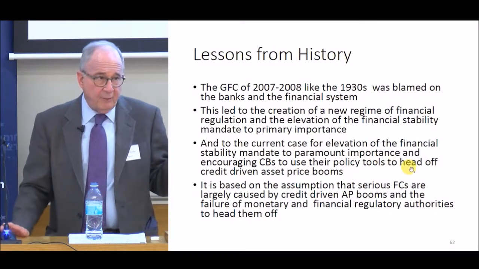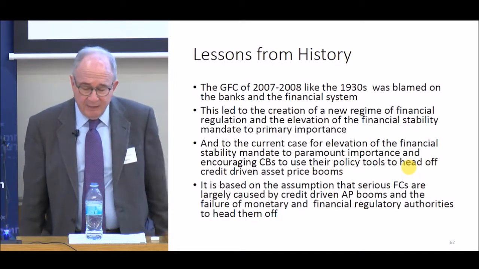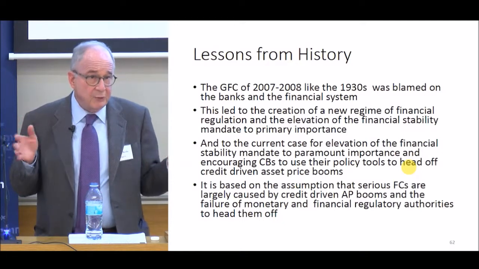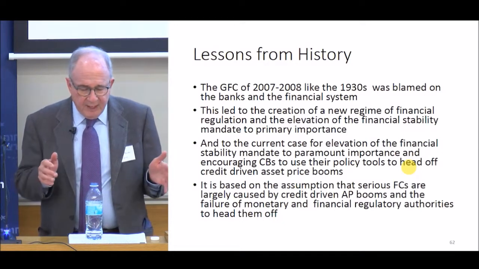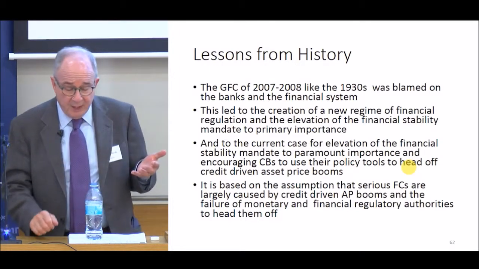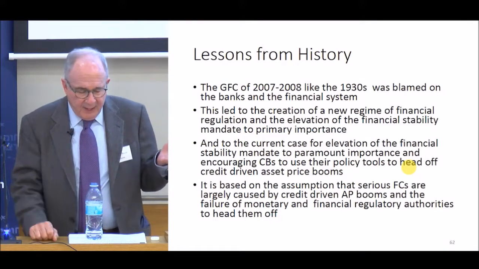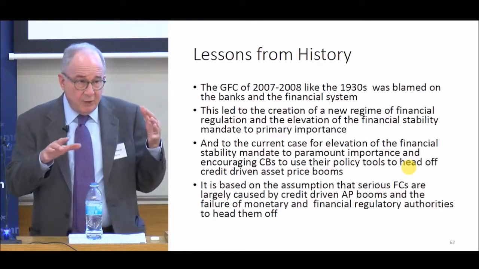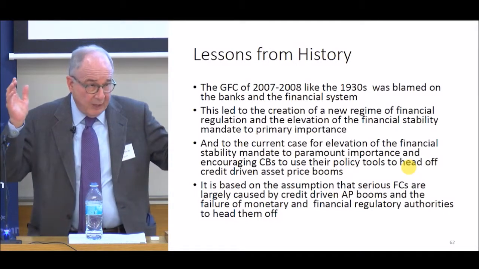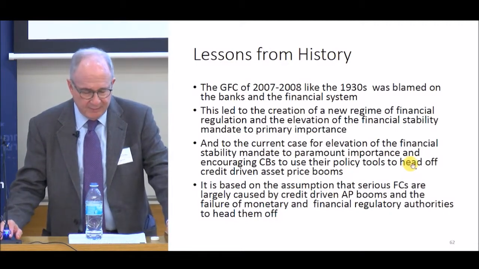So then we get to the recent period. The recent crisis was blamed, like the 1930s, on the banks and the financial system. In the 30s, that led to a new regime of financial regulation and the elevation of the financial stability mandate to primary importance. The same thing is happening today. In a sense, the assumptions are not that different from back in the 1930s on elevating the importance of financial stability policy to that of macro stability.